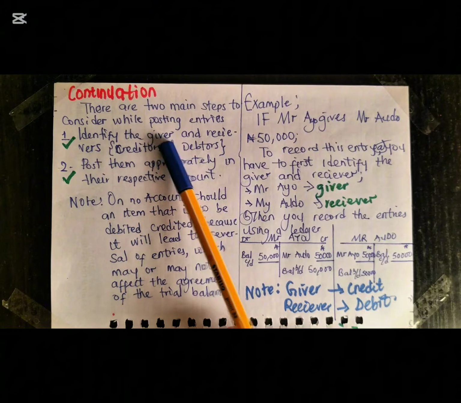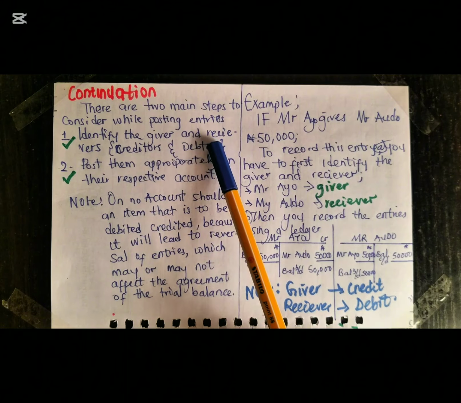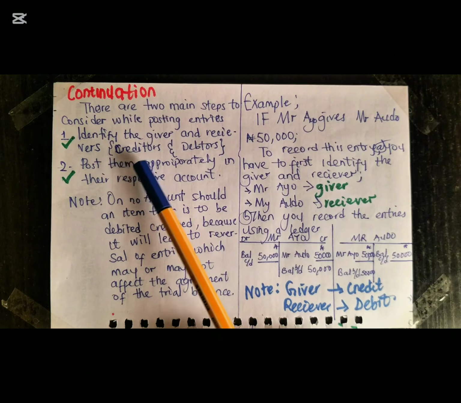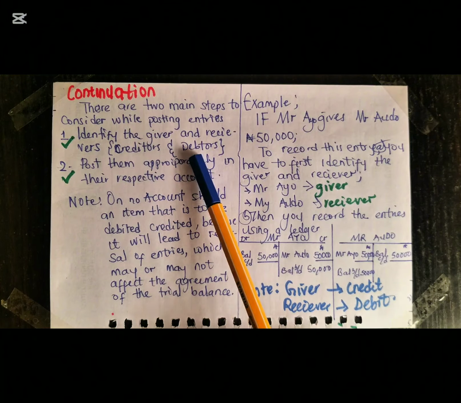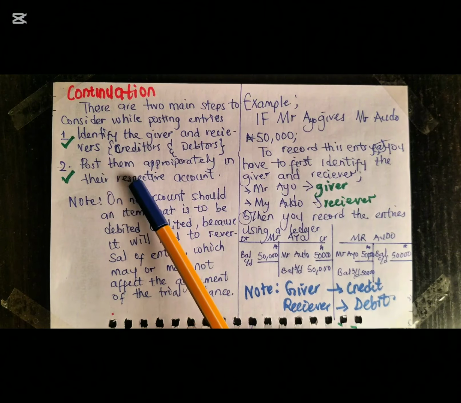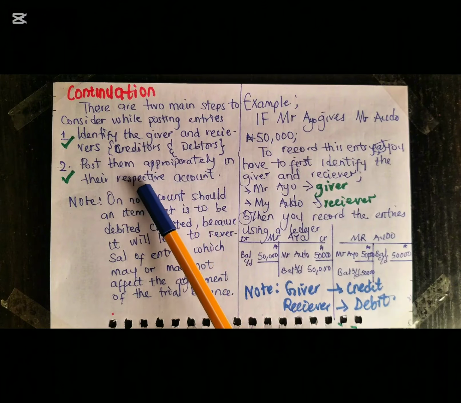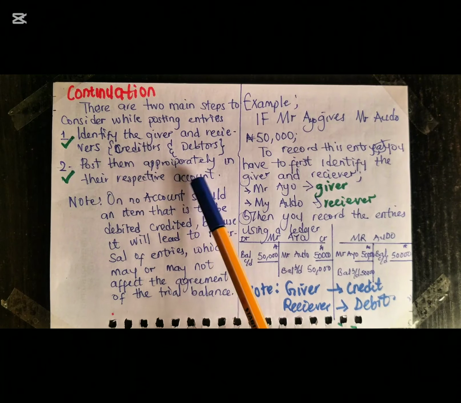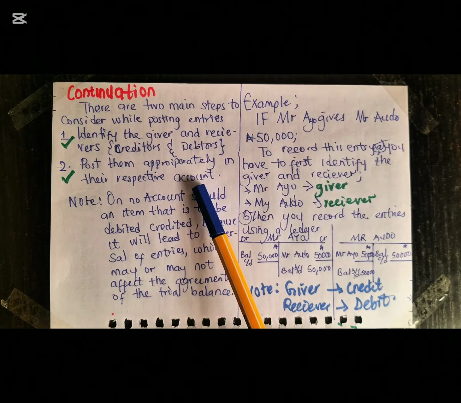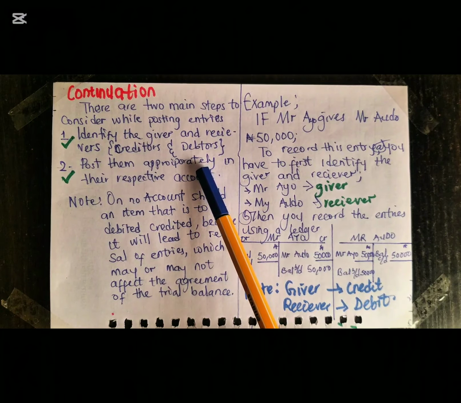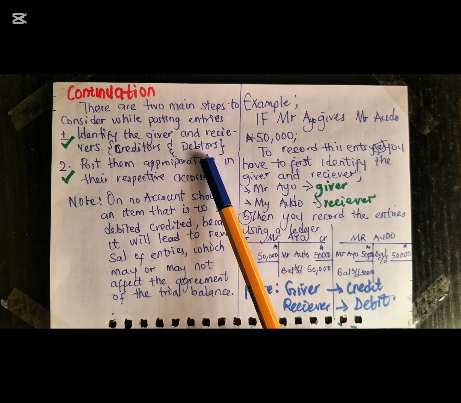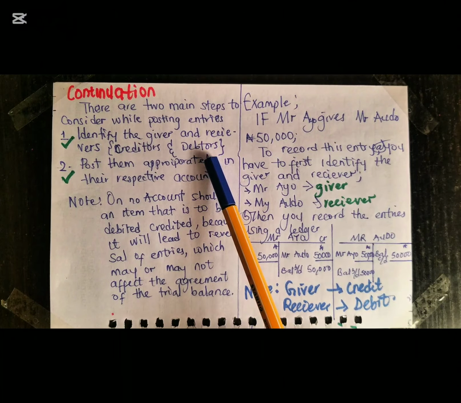Okay, there are two main steps to consider while posting entries. The first is to identify the giver and the receivers. That's the creditors and debtors. And number two is to post them appropriately in their respective accounts. So these are actually the two steps, based on my research and also on my thinking, that I feel are very important when trying to create an account or while trying to post an account.